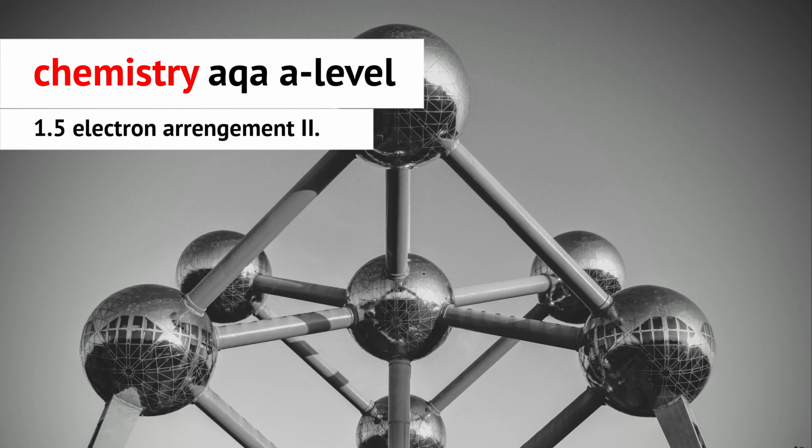Apart from the first level, which has only an s sublevel, these main energy levels are divided into sublevels called s, p, d, and f, which have slightly different energies. Level 2 has an s sublevel and a p sublevel. Level 3 has an s sublevel, p sublevel, and a d sublevel.